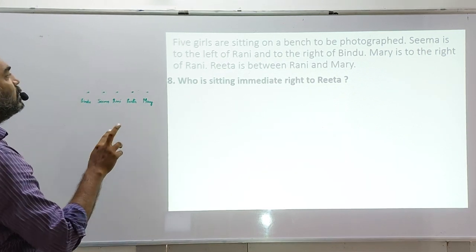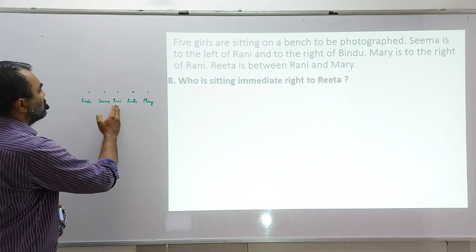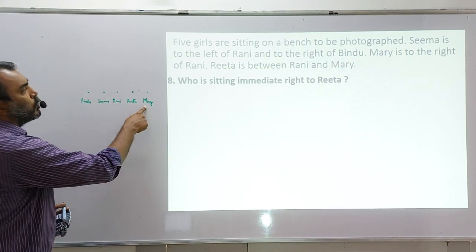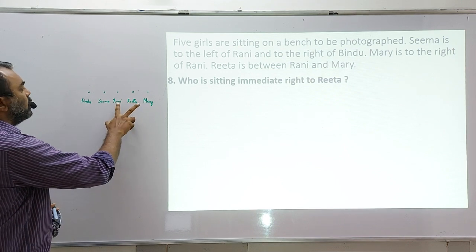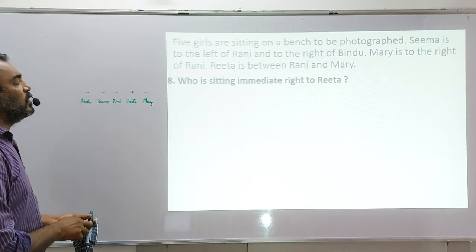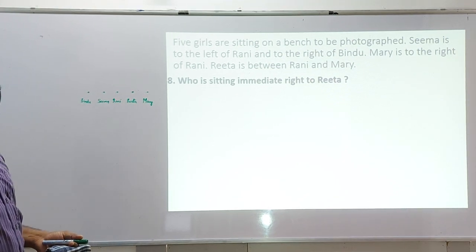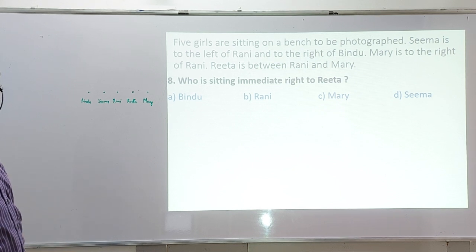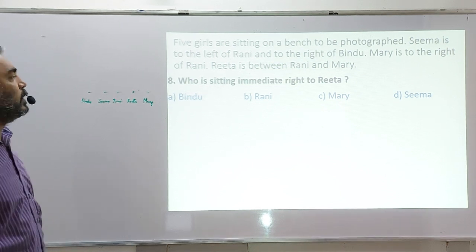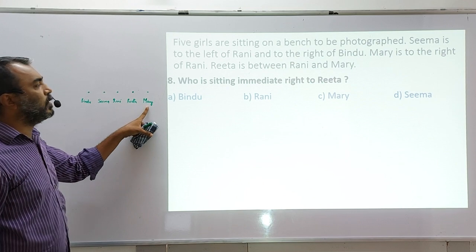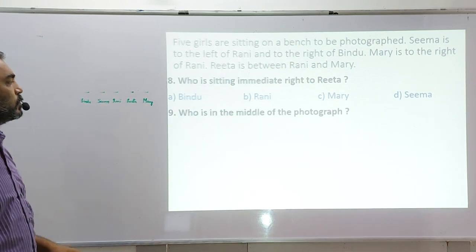Follow. Mary is to the right of Rani. Means Mary is sitting somewhere on the right of Rani. So I put Mary here. Rita is between Rani and Mary. So I can have this arrangement. This satisfies my questions. Now, who is sitting immediate right to Rita? So who is to the right of Rita? So Mary is the answer.